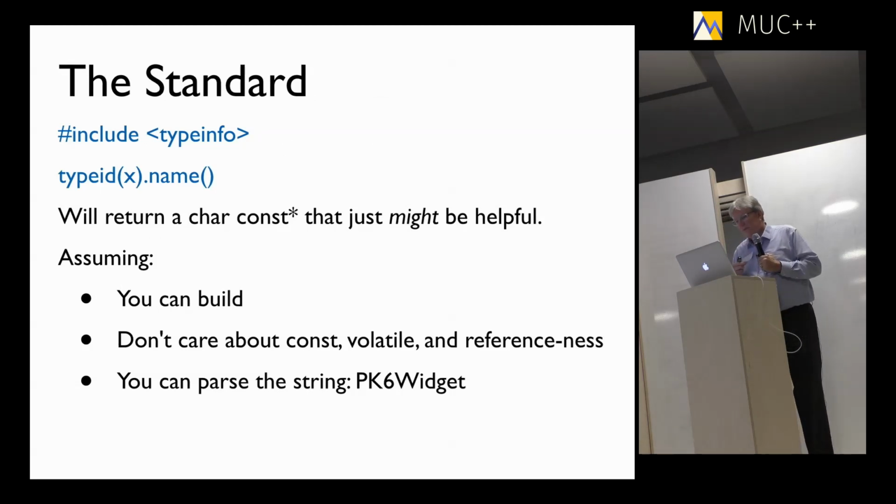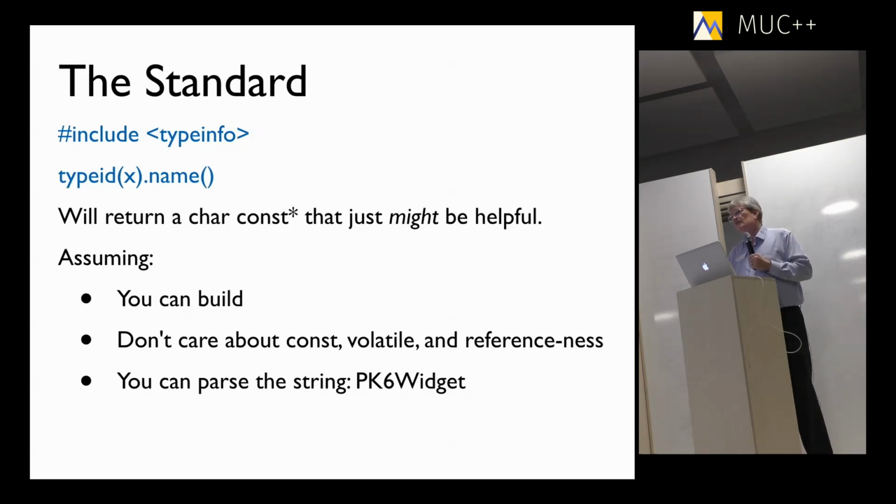So if you include the header type info, you can actually get a type ID of any type and then call .name on that, and that will give you something that might be helpful. Why do I say might? Well, first of all, the standard specifically says that it's going to drop const, volatile, and reference. So it's very likely that that's the part that you're confused about. It's like, well, is it deducing it as const or is it deducing it as, I don't know, right? But if you don't need const, volatile, or ref, then this will tell you.